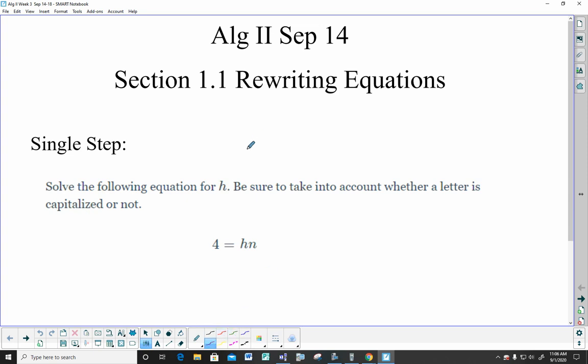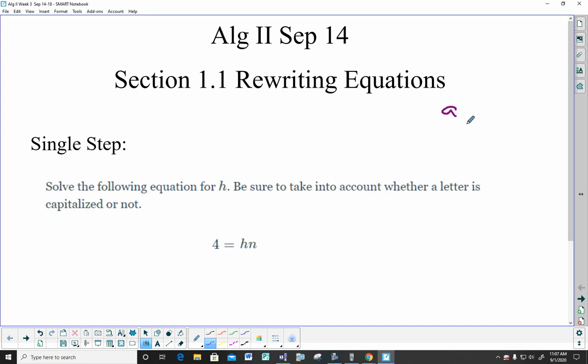So the first thing you guys are going to do is work on single-step equations. You're going to be asked to solve for a variable. I'm just copying these images straight out so you're used to what it looks like in Delta Math. Pay attention to whether they're capitalized or not.